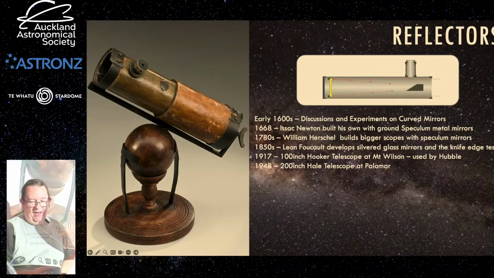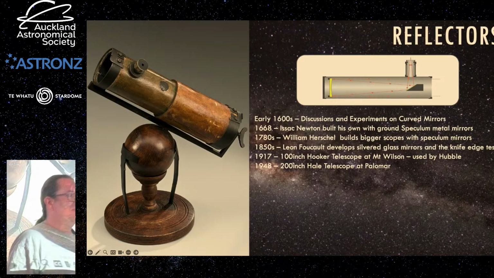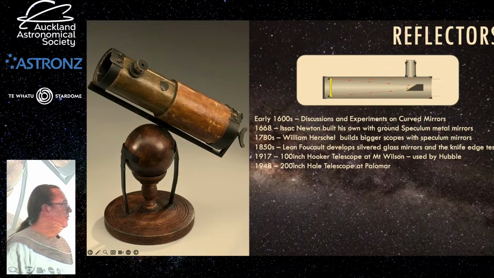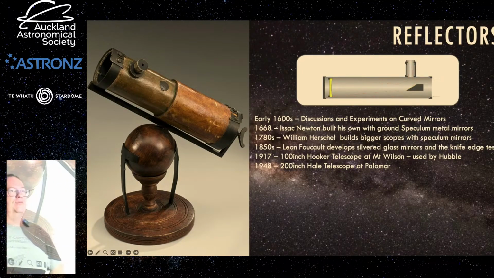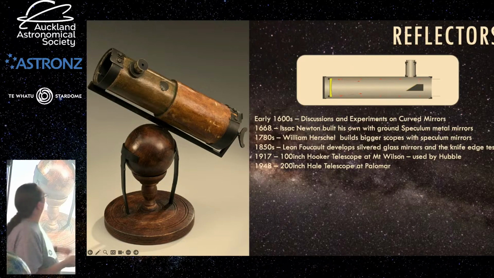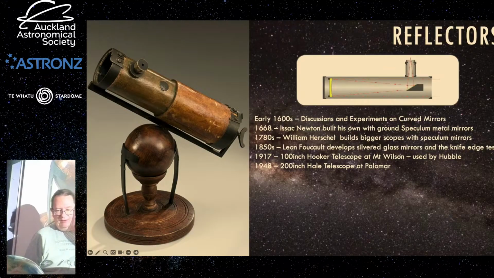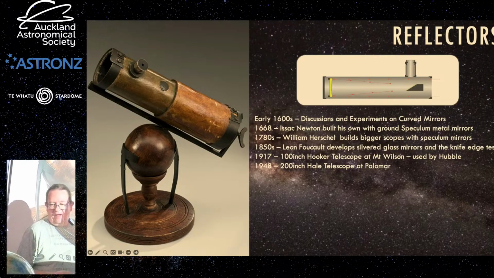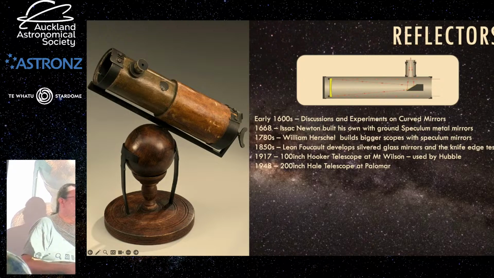In 1668, Isaac Newton took on this challenge. He ground a spherical mirror out of speculum metal, which is an alloy of tin and copper. He built something like this. This is a reproduction of what his telescope would have been. And he used that to look at the stars.